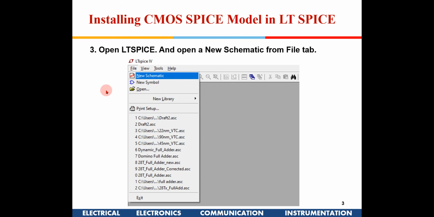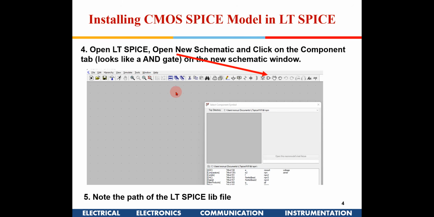Okay. Now after that you install LTSpice. You go to File and open up a new schematic. Once you open a new schematic, out here you have an AND gate kind of symbol. That is meant for inserting components. So you need to click on that, and once you click on that, you will get a path, and you will get so many components out here.